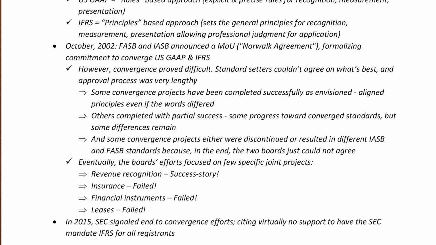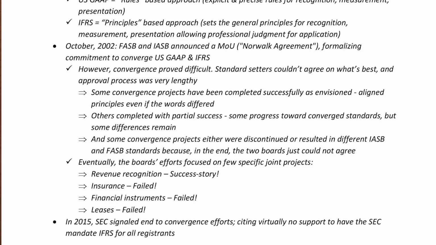Now, way back in the year 2002, both FASB and IASB met and they wanted to converge US GAAP and IFRS to create one set of globally accepted accounting standards. They launched a lot of convergence projects. Some of them were successful, some of them were not successful. So much so that in 2015, we heard from the SEC that convergence with IFRS looks difficult.